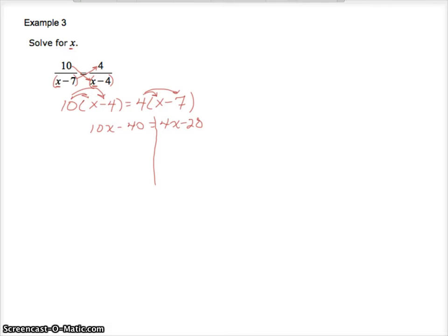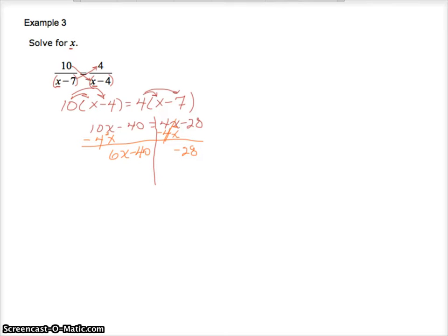Now I'm going to need to solve this. I've got variables on opposite sides. I want to cancel my variables first. That's what I always look at. Just cancel your variables first. So I'm going to subtract 4x from both sides. That cancels, leaves me negative 28 over here. And then I'll end up with 6x minus 40.